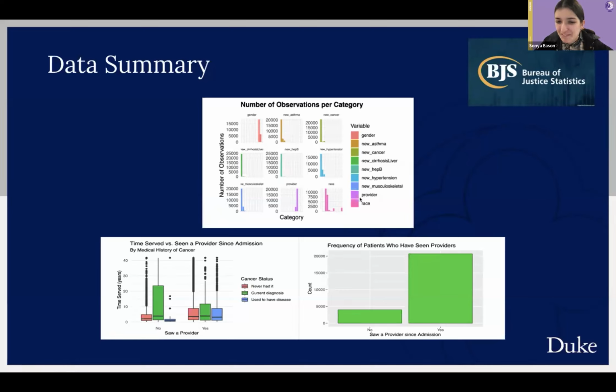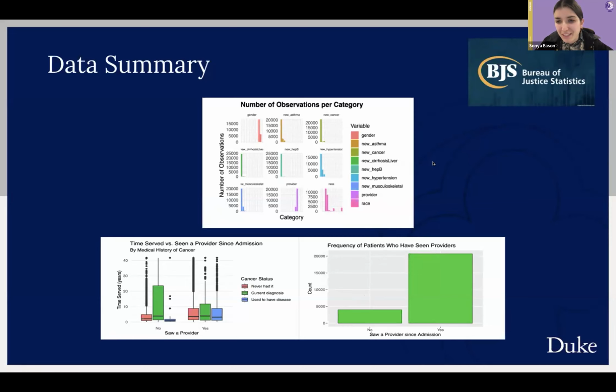Our outcome was, of course, provider, and I saw a pretty decent split between people who have seen a provider since admission and people who haven't. Significantly more, obviously, saw a provider since admission, but it was enough to make me feel comfortable going forward and modeling this.